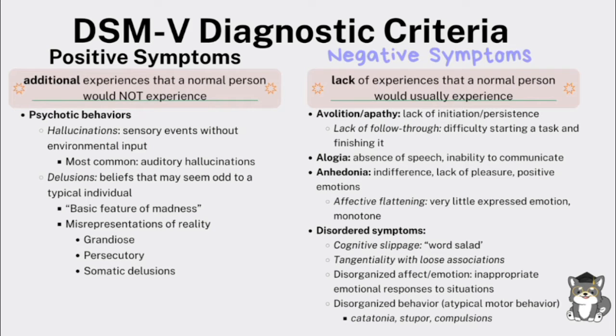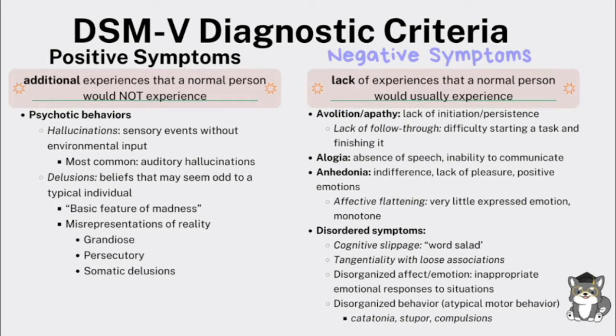There are also delusions in terms of psychotic behaviors. These delusions are defined as beliefs that might seem odd to a typical individual. They're also known as basic features of madness in the general public. They are also known as misrepresentations of reality. So an example of this is the grandiose delusion, which is an example of how a person can think they're on the top of the world. They may believe that they're related to celebrities and so on.